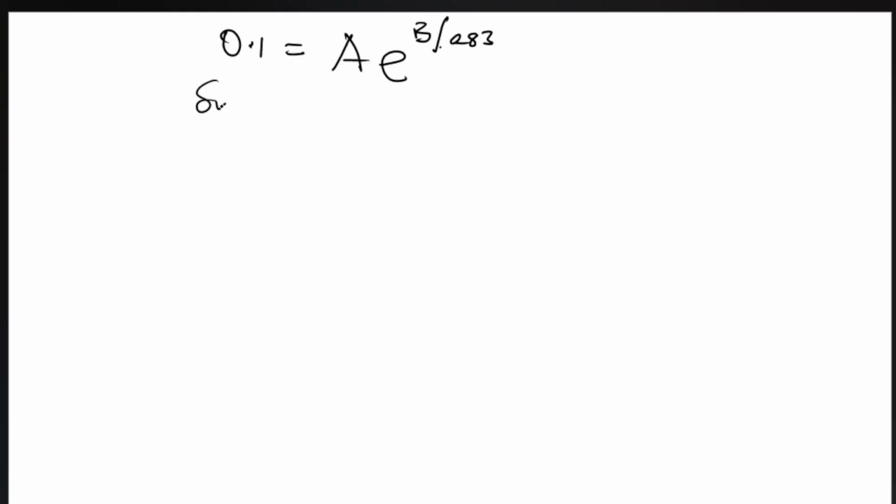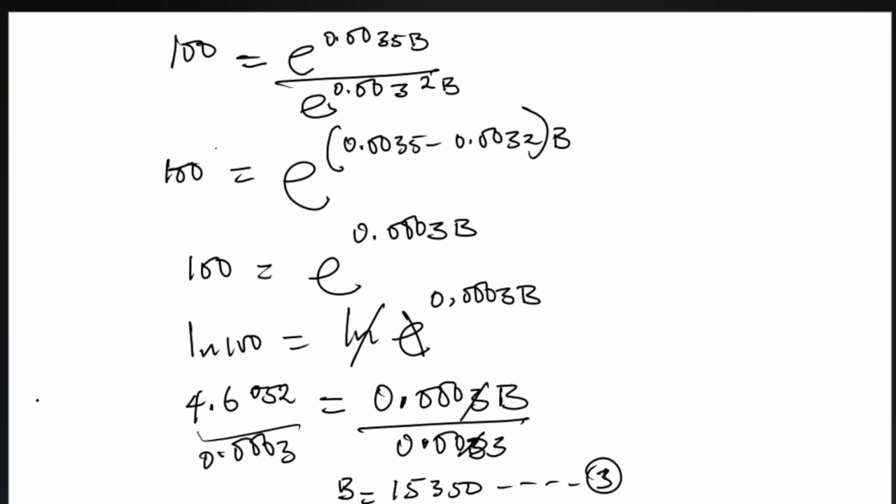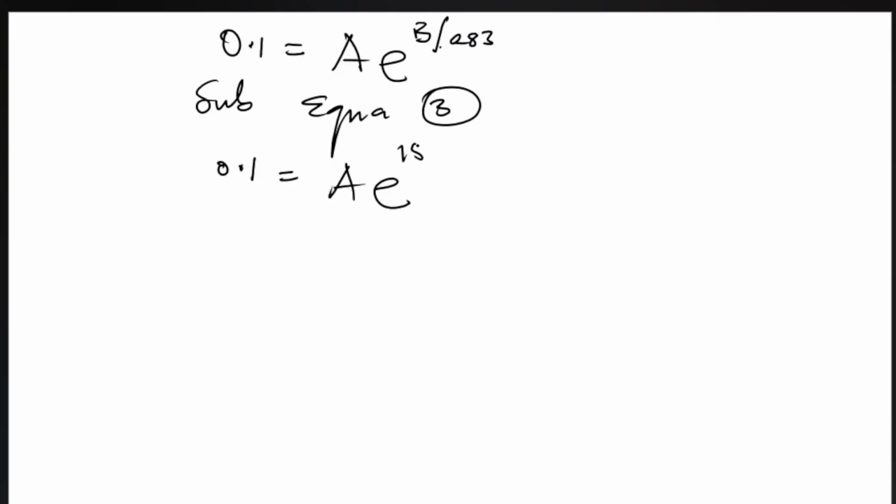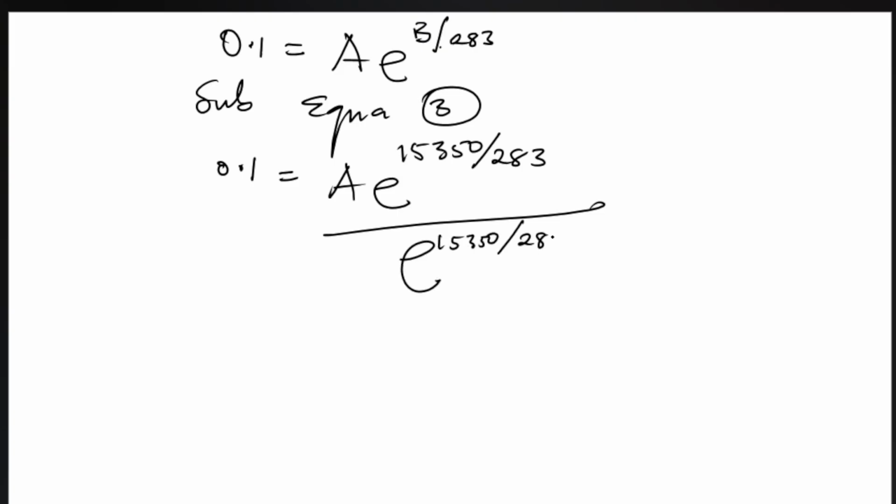So if we substitute equation 3 into this equation, we'll simply have 0.1 equal to A exponential, and your B was given to be 15350. So this is 15350 divided by 283. So you can divide both sides by exponential raised to the power of 15350 divided by 283.